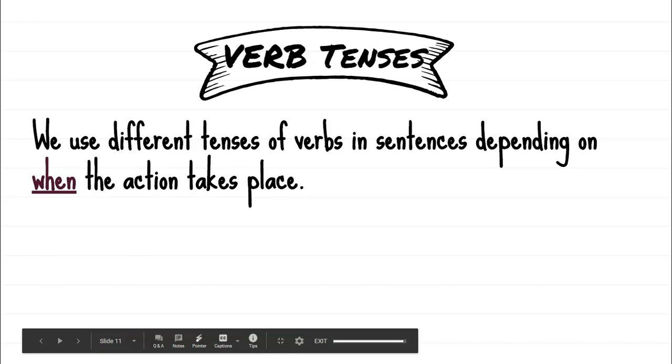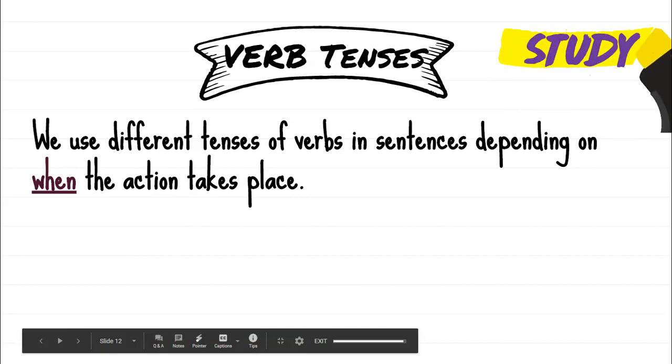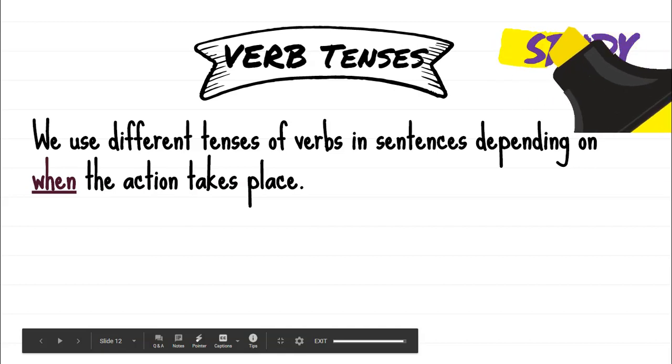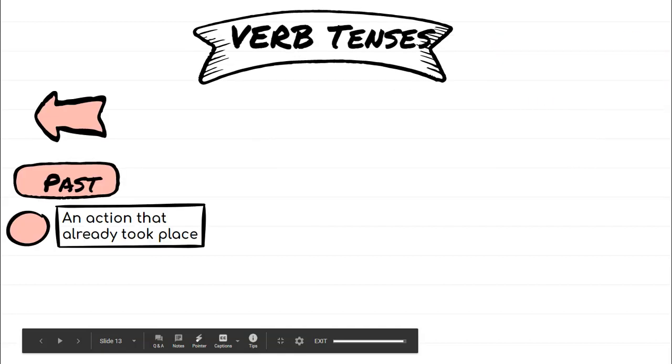Alright, verb tenses. We use different tenses of verbs in sentences depending on when the action takes place. So I'd like you to write that down just to remind yourself, although you should already have an idea about that. We're just going to draw a little diagram to remind us of the three main tenses. On the left, draw a little arrow going to the left and write a heading past tense. Your diagram doesn't need to look exactly the same as mine, as long as you indicate that there's a past tense, which is an action that already took place.